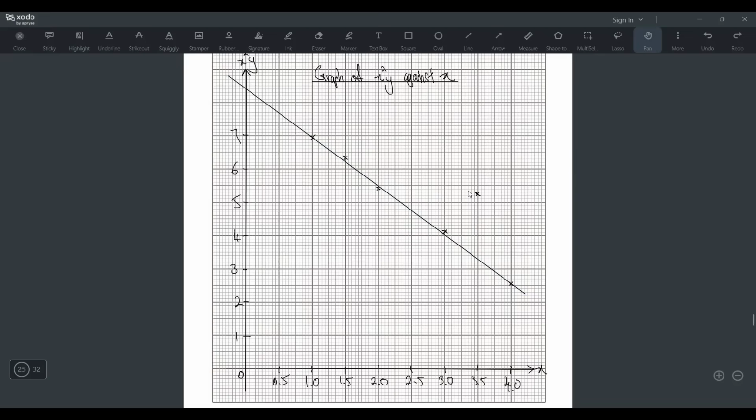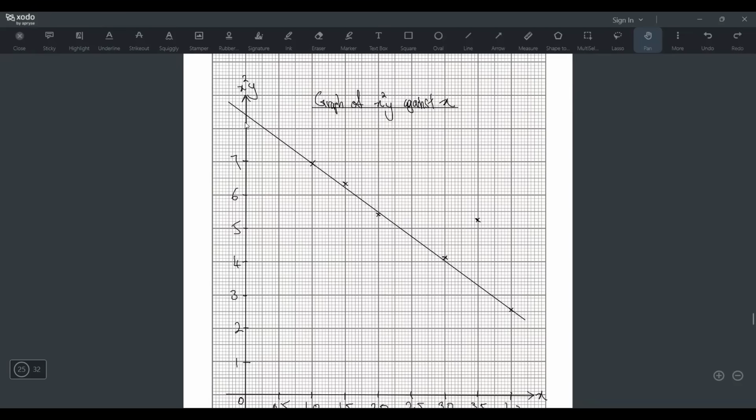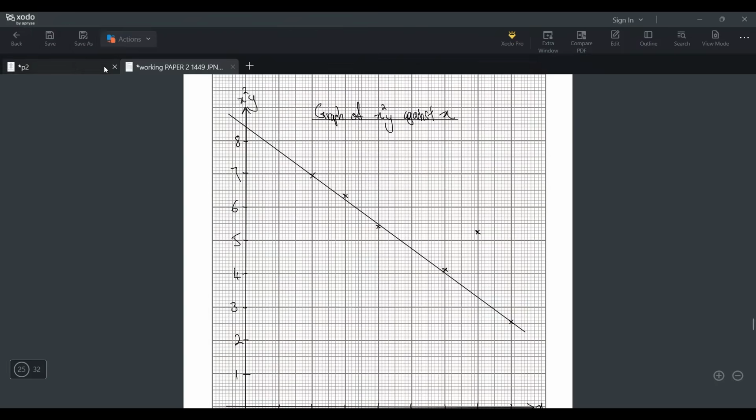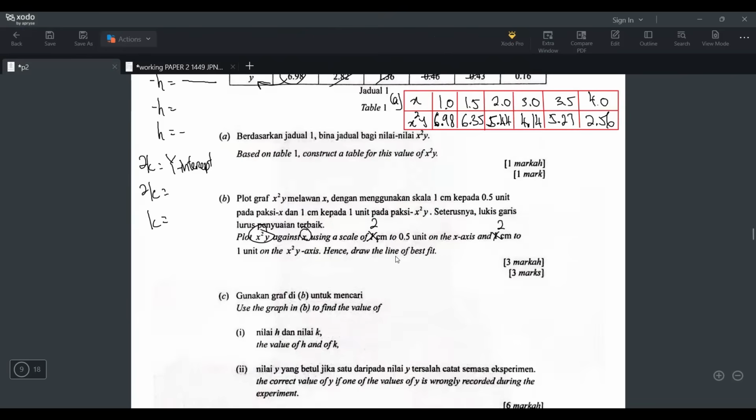Okay, as you can see, my y-intercept is at 7 point... no, okay, this is 7, this is 8, and 9 will be here. So this is 8.4 actually. Yeah, it's 8.4. So later I will need the 8.4 for my part C working. So far I have already finished part B. Part B asks for the graph and it's worth 3 marks, and I've done that.